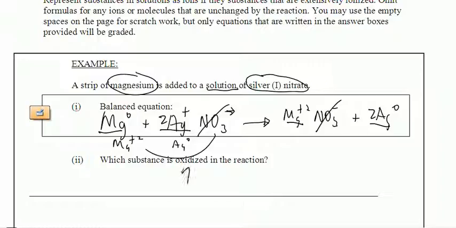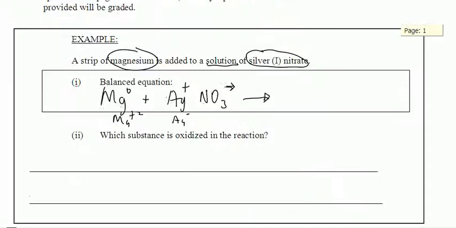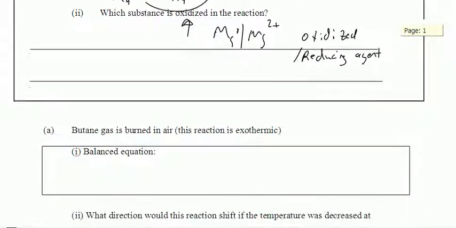Who's oxidized? That's a substance that goes up in charge. Mg goes from 0 to Mg2+, so it's oxidized. It would also make it the reducing agent. Okay, that was just meant to be a quick review. Let's go to the major questions now.